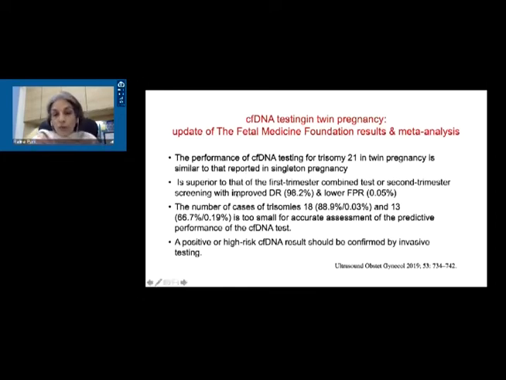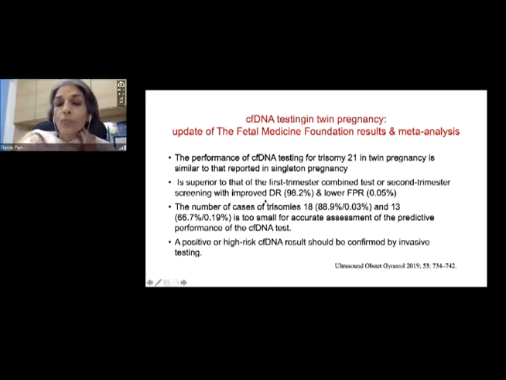And here we have the update on twins. I've already alluded to this before, that the performance in twin pregnancies is similar to that for singleton pregnancies. Cell-free fetal DNA is a much more superior screening test for twins compared to the first trimester or the second trimester traditional screening. And this is really data for trisomy 21. We don't have good data for trisomy 18 and 13, again, because of the very few number of cases that have actually been analyzed in twin pregnancies for these disorders.